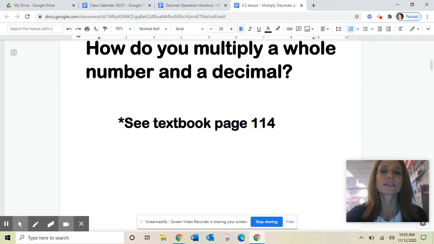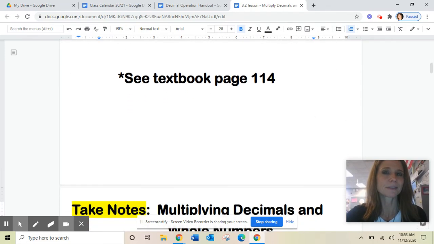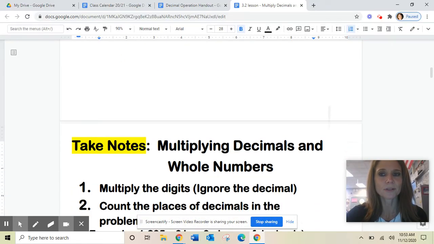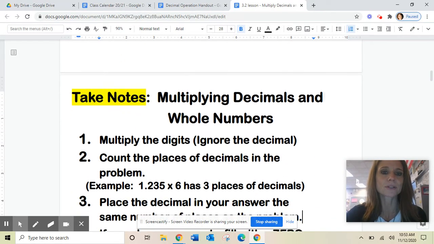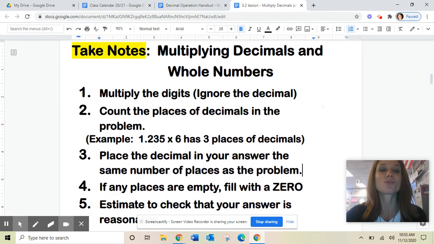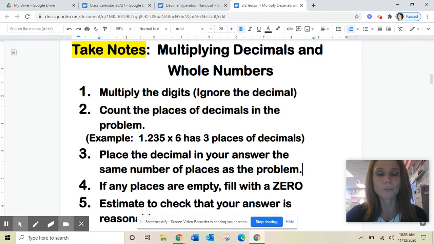So you should have seen that multiplying whole numbers and decimals is not much different than multiplying whole numbers with whole numbers, which means if you are a struggler with long multiplication, this is a skill that we're going to need. So the more you practice, the better you'll get, the faster you'll be at solving these questions. So we multiply those digits just like we would with whole numbers. We count how many places of decimals were in the problem.